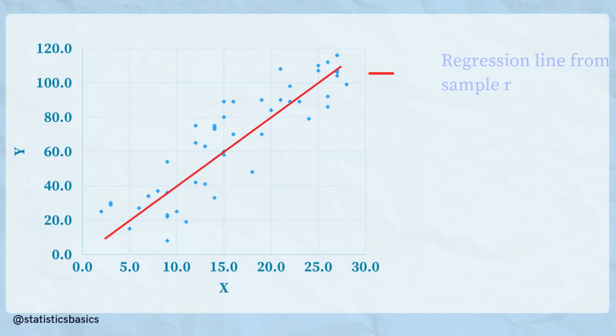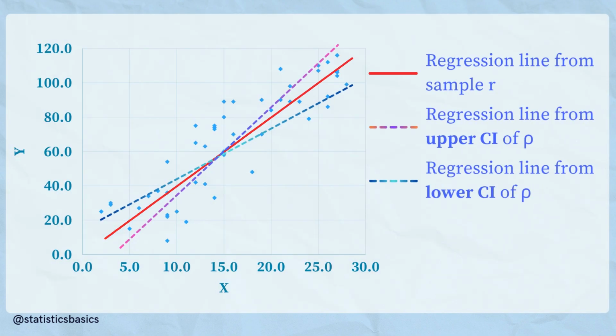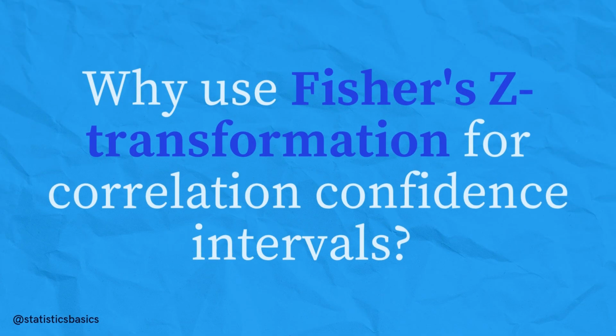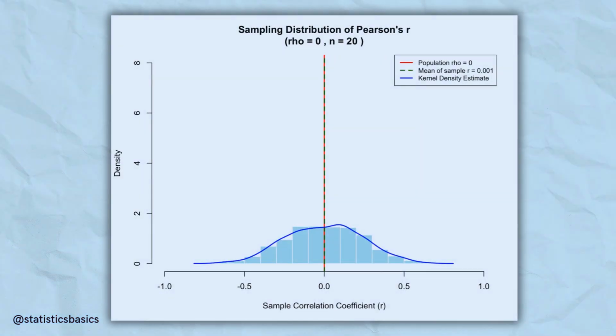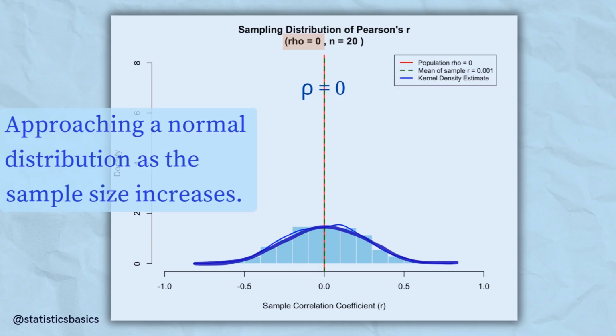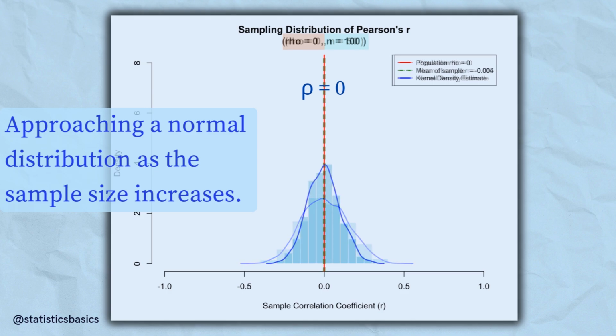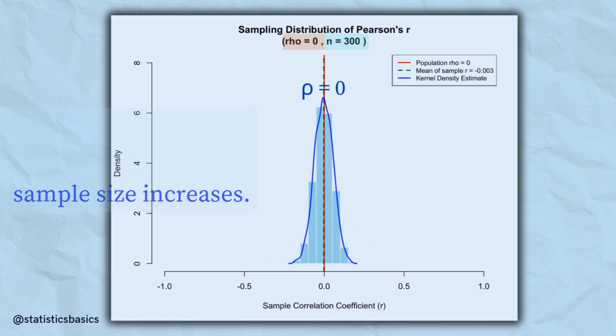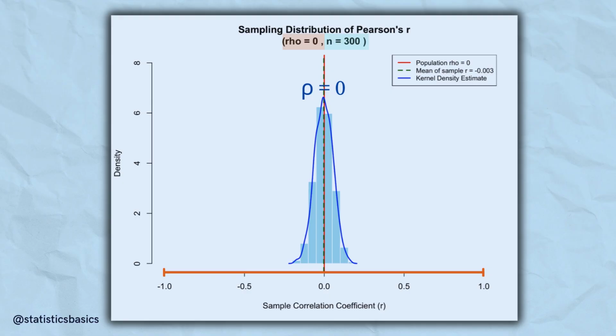In this video, we will explore how to construct a confidence interval for the population correlation coefficient and explain why Fisher's transformation is necessary in this process. When we examine the sampling distribution of the sample correlation coefficient, we observe that when the true population correlation is close to zero, the sampling distribution of the sample correlations is roughly symmetrical and bell-shaped, approaching a normal distribution as the sample size increases. In this case, the distribution is centered within the -1 to +1 range, and the boundaries have little effect on its shape.